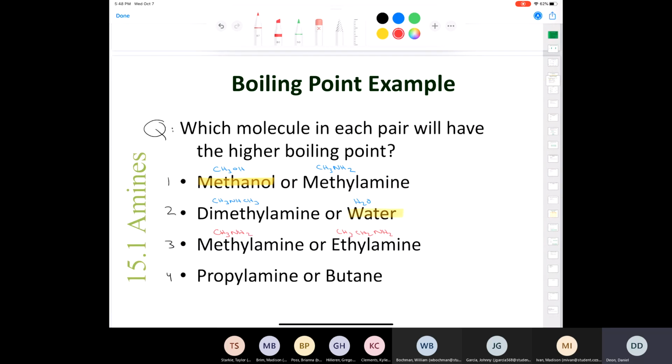Yeah, ethylamine, and it's because of a longer carbon chain. Nothing more than that. So we'll highlight that. And then the last one, I'll do it for you, is propylamine, which is an amine, versus butane, which is an alkane.